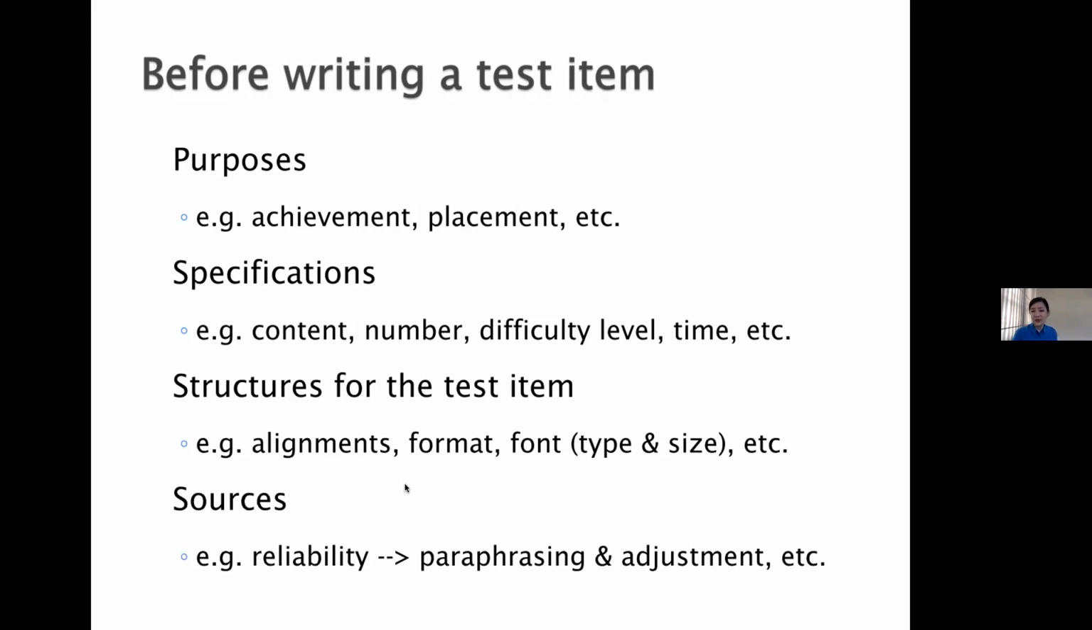And the last one is the sources. Make sure that the source that you take to create the test is reliable. Especially for the reading test, sometimes you bring the reading text from the internet or from the textbook, and you must make sure that the source is reliable. You cannot bring the text from Wikipedia. And sometimes when you get a reading text, it is too long, so you need to paraphrase it and adjust it. Make sure that when you paraphrase or adjust it, it is still correct in terms of content and grammar as well. So the sources are very important.